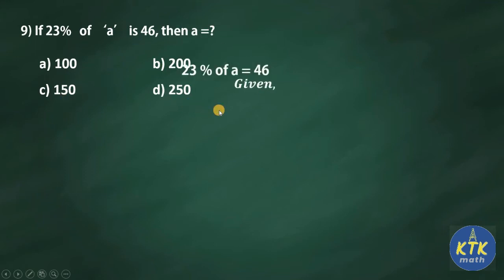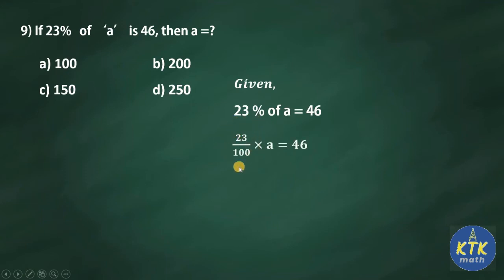So as usual you are going to write down it as an equation. 23% of A is equal to 46. So 23%, rewrite that in terms of fraction. So 23 by 100 of means multiply A is equal to 46. In next step you are going to transform this 23 by 100 into right side. So as I said, it will become reciprocal. So 23 by 100 when moves to right side, it will be 100 by 23.